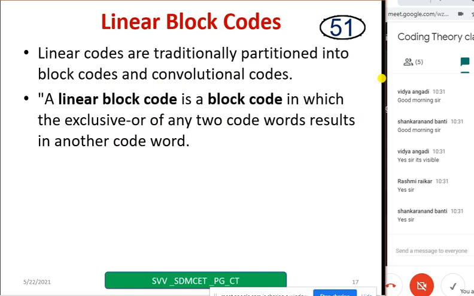Take 15 seconds and try to copy down the meaning of a linear block code. A linear block code is a block code in which the exclusive OR of any two code words results in another code word. Let me go to the next.